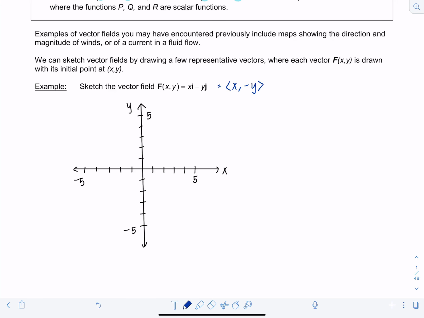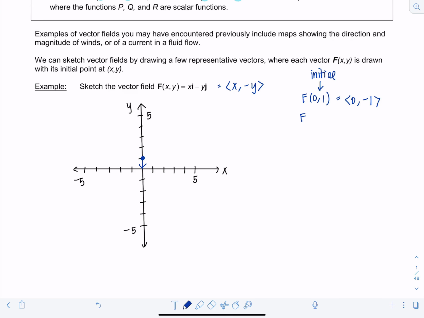Let's see, let's try plugging in the ordered pair (0, 1). Then I would get the vector <0, -1>. So what I do is I go to (0, 1). This is going to be my initial point. And then I draw a vector whose components are 0 and negative 1. So if I start at (0, 1) and the components are 0, negative 1, then the vector would just go back to the origin, right?